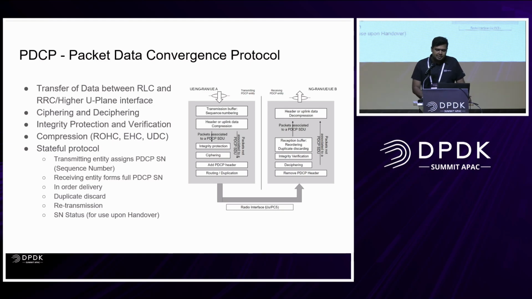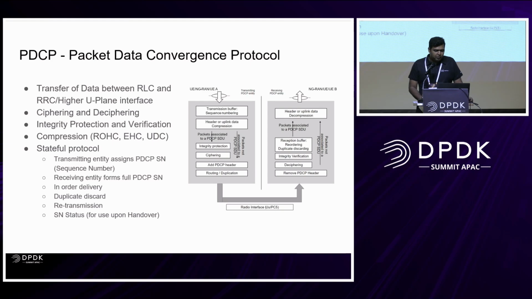PDCP optionally supports compression. So the compression modes are ROHC, EHC, and UDC. ROHC and EHC are the header compression algorithms, and UDC is the data compression. So here the header compression is for the payload that PDCP is taking.